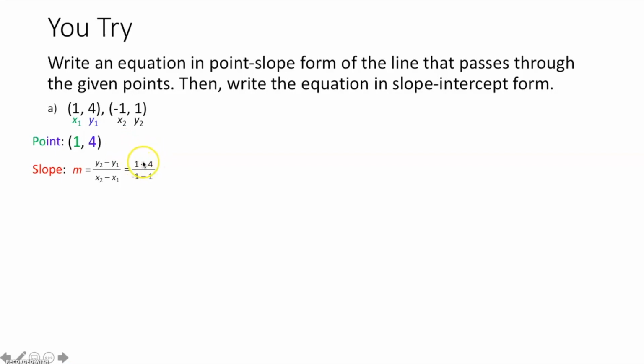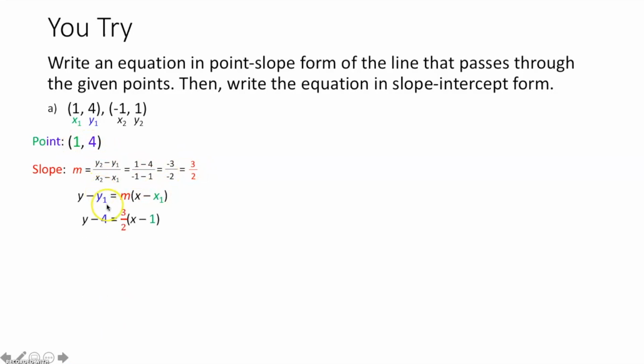Now when I do that, what's 1 minus 4? That's going to be negative 3. And what's negative 1 minus 1 is the same thing as negative 1 plus negative 1, which is negative 2. Since they're both negative, I simplify that, make it positive, and it becomes positive 3 over 2. Next, we plug that into point slope form.